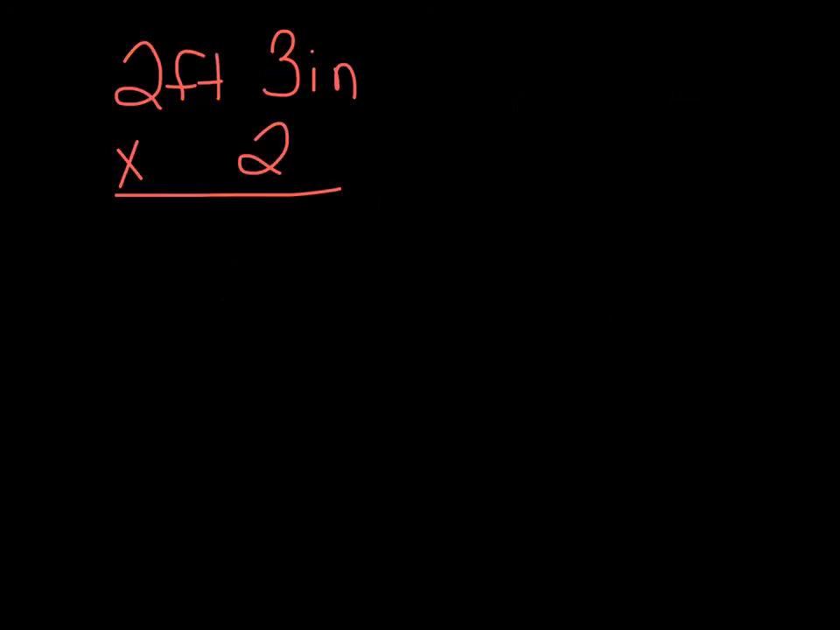So I want you to try this one, 2 feet 3 inches times 2. Pause the video and then come back and check your work against mine. Okay, so I'm going to figure this one out and then just check your answer against mine because you may have used a different method than the one that I choose. So I'm just going to start off by multiplying. 2 times 3 is 6 inches. 2 times 2 is 4. So that's 4 feet 6 inches. So I hope that's what you were able to get as well for that one.